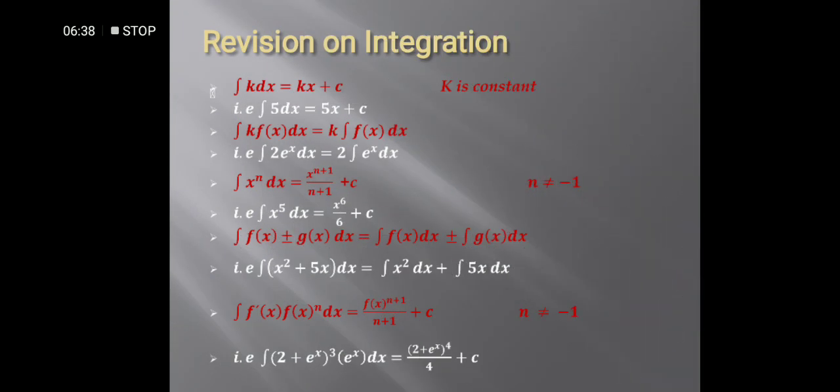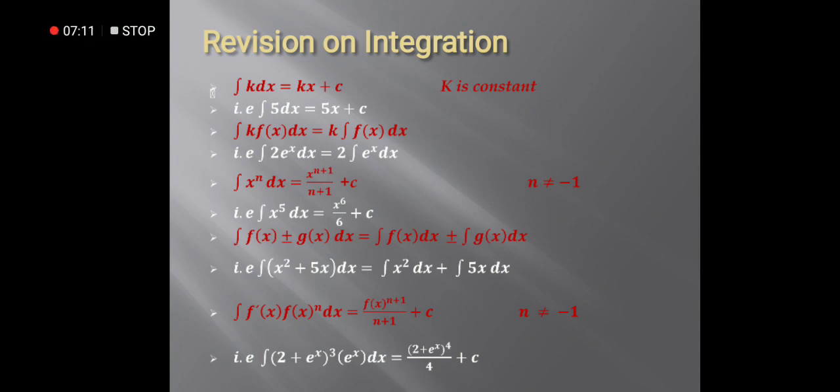Second part of our lesson today is integration. So before that, we will do a revision on integration. Number 1, integration of k dx equals kx plus c, where k is constant. For example, integration of 5 dx equals 5x plus c. Number 2, integration of k f(x) dx equals k times integration of f(x) dx. If we have a constant times a function of x, we can move the constant outside the integration.